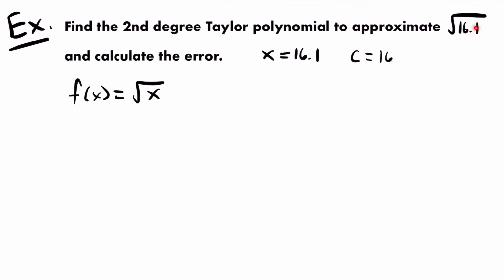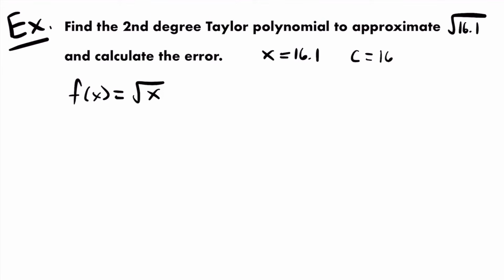You look at the value that you want to approximate, which was 16.1, and pick a value close to that, preferably a value that you do know the value of when you plug it into your function. In this case, we do know that the square root of 16 is equal to 4, so 16 was a good choice for c. All right, now in order to find the second degree Taylor polynomial for this function, we are going to need to take at least two derivatives, right? Because a second degree Taylor polynomial will have the terms from the Taylor series up until the term n equals 2, where we will have the second derivative evaluated at c.